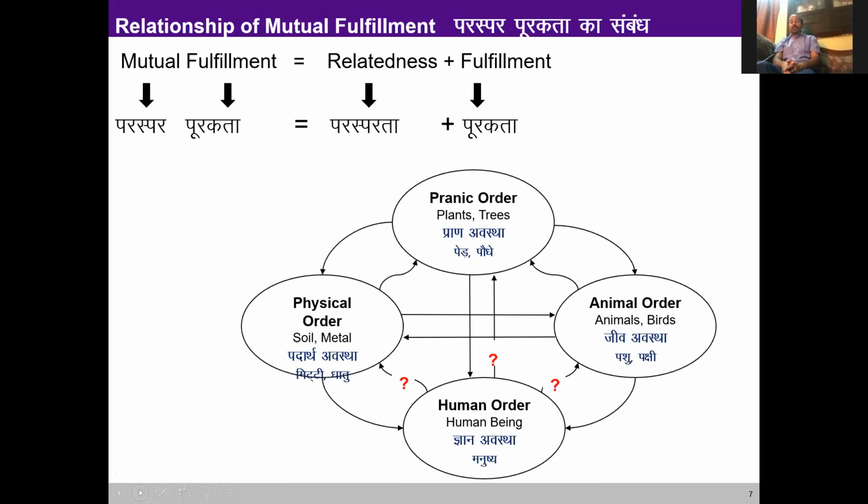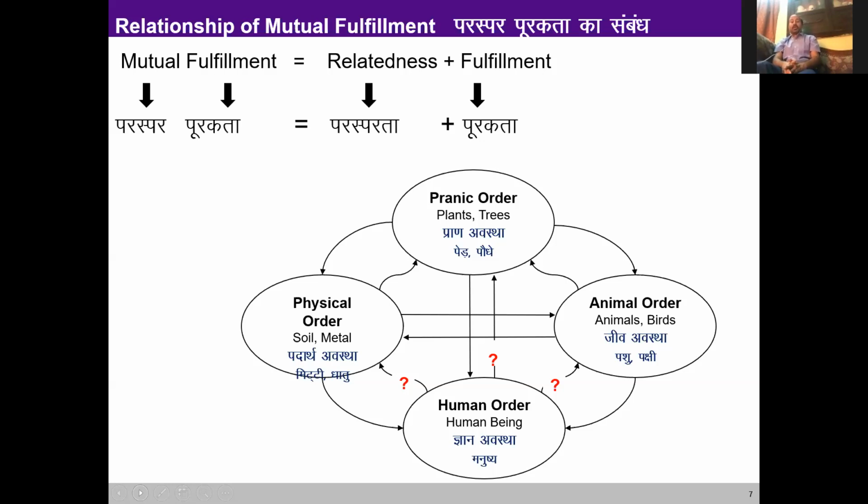How? We need to understand it very carefully. So we'll be taking up, undoubtedly, order number one, and that is the physical order, or the material order. How are the material orders going to be useful for the pranic order? Yes, it is very useful. Without air, without water, and without soil, the plants actually cannot survive. So the physical order is actually supporting the pranic order.